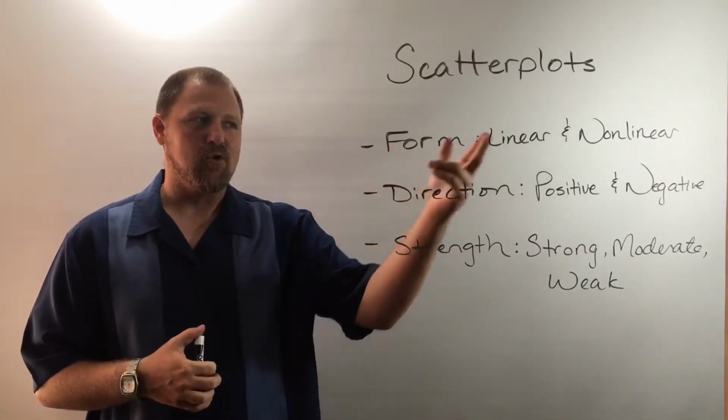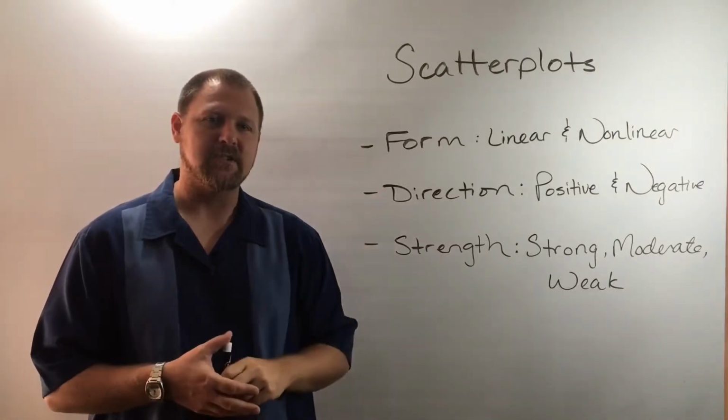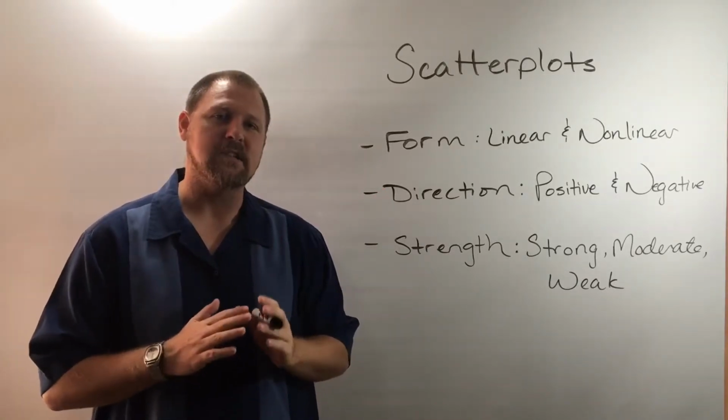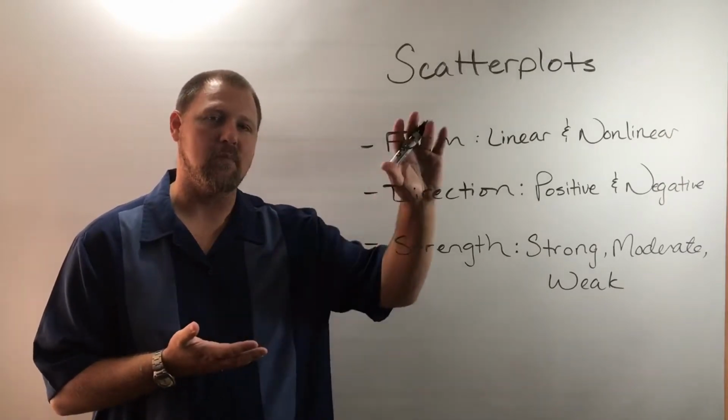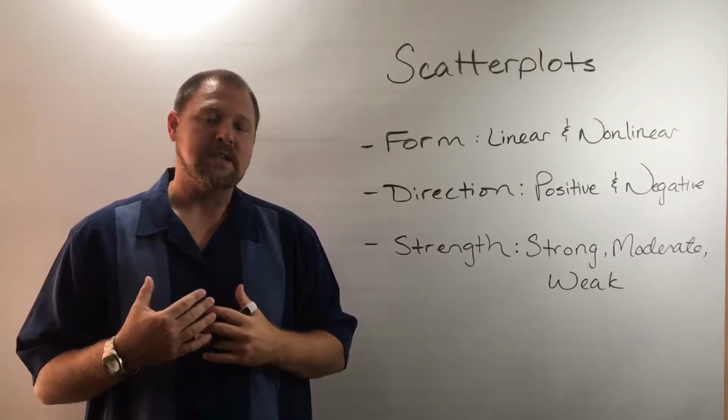Whenever we talk about form and linear, linear is based on this direction here. When we see that direction, if that direction is constantly going in one direction, it's constantly going positive or it's constantly going negative, then we know that our form is linear.